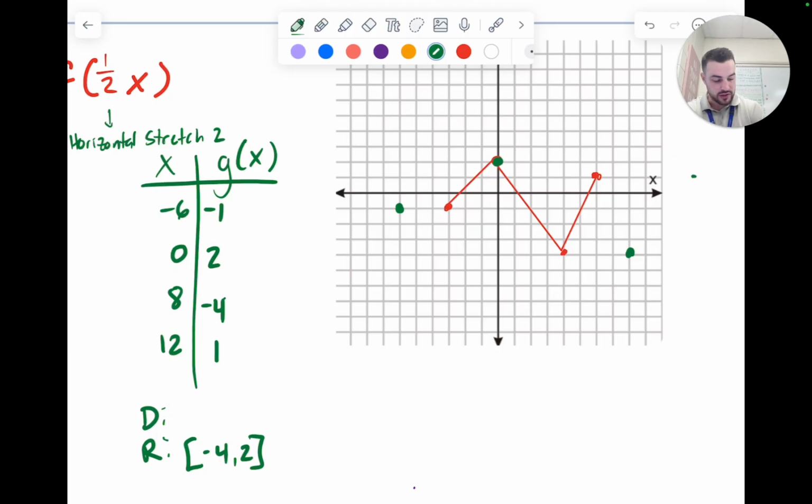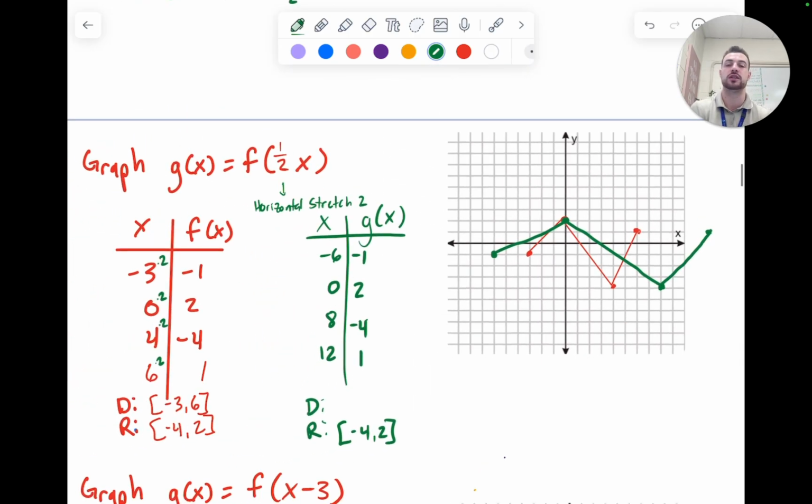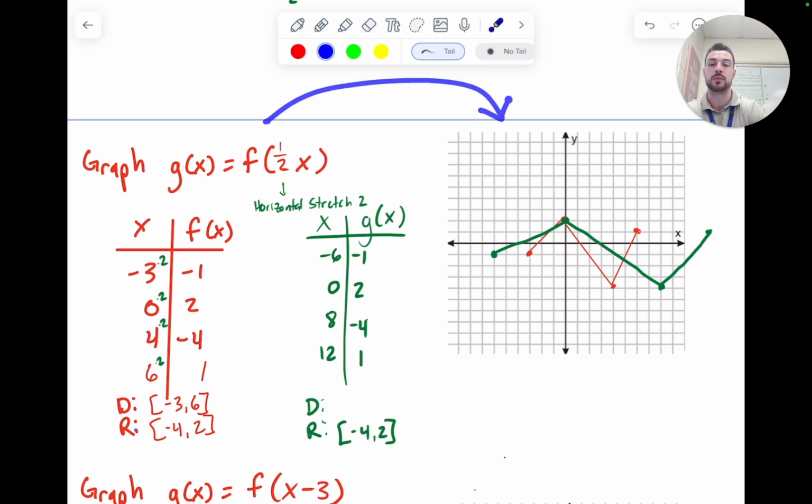And then 12.1 is going to be somewhere over here. So now if we just connect these, we get our shape of g of x. Now it should look like we basically took f of x and then we stretched it twice the amount horizontally only, and that's exactly what this is. So remember, we should be able to visually confirm our transformation by our graph if we did it correctly.